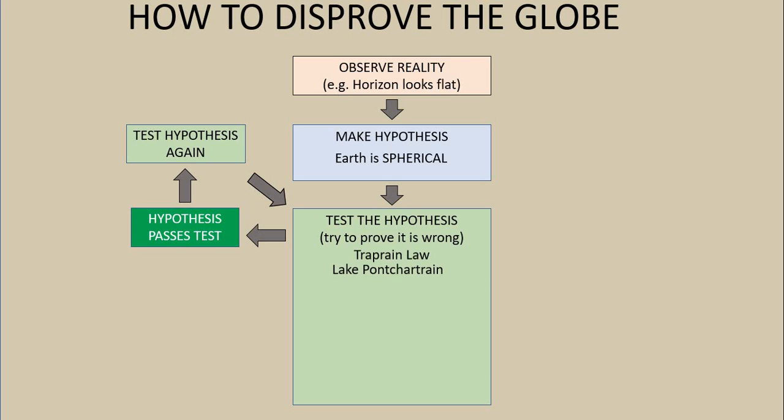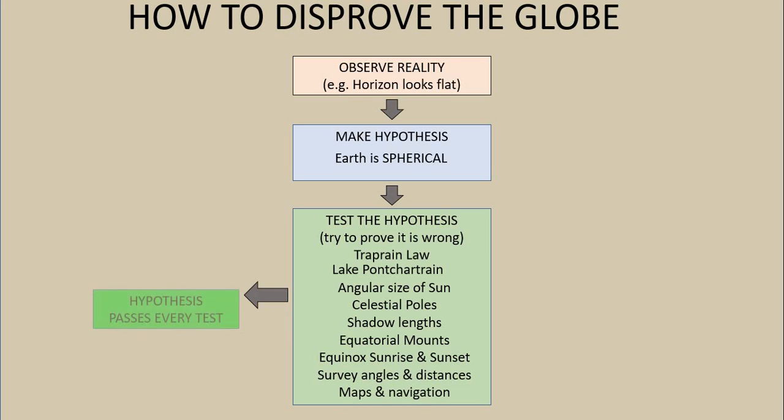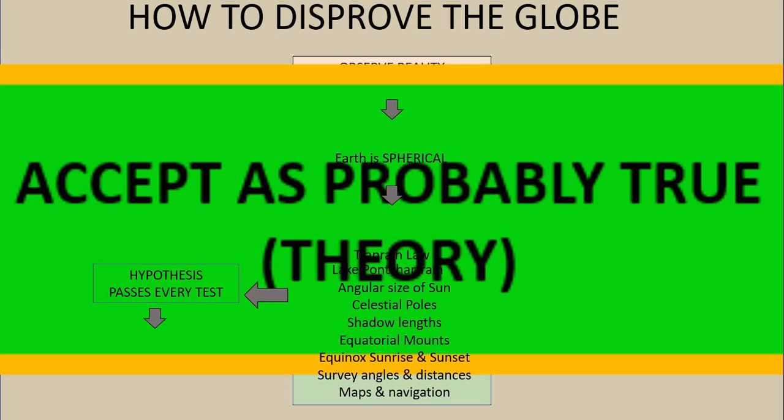And we can go on to test the spherical Earth hypothesis in many, many ways. These are just a few that occurred to me whilst I was throwing these slides together. And so far, the spherical Earth hypothesis, with a few minor modifications, has passed every test. The minor modifications being the Earth isn't a sphere, it's a slightly oblate spheroid, almost spherical, but not quite. And more recently, a slightly irregular oblate spheroid or geoid. But essentially, the Earth is spherical and has passed every test thrown at it. And so we can now accept that it's probably true.